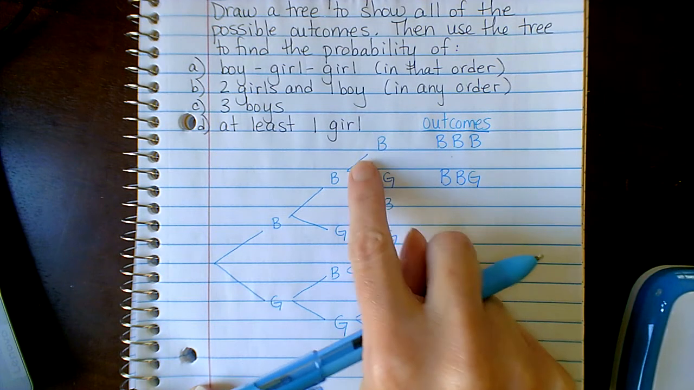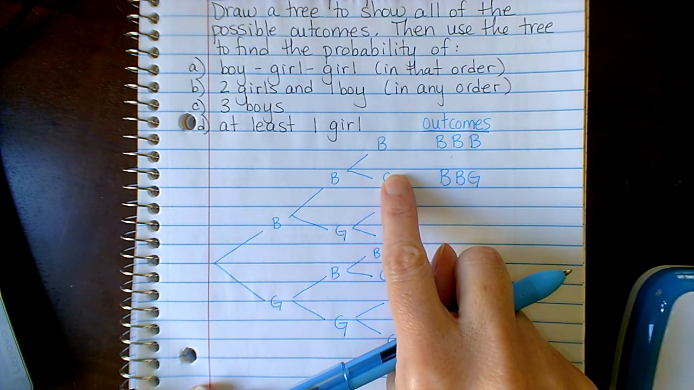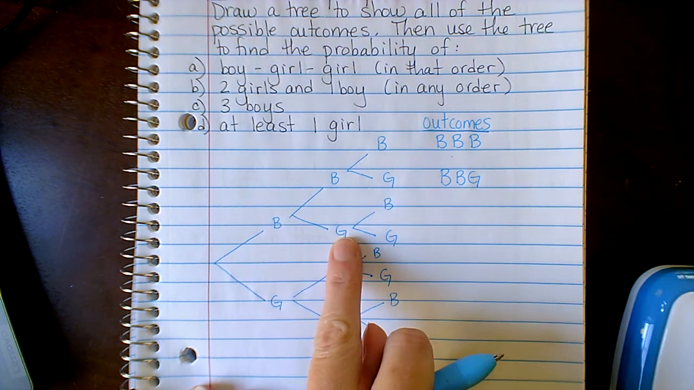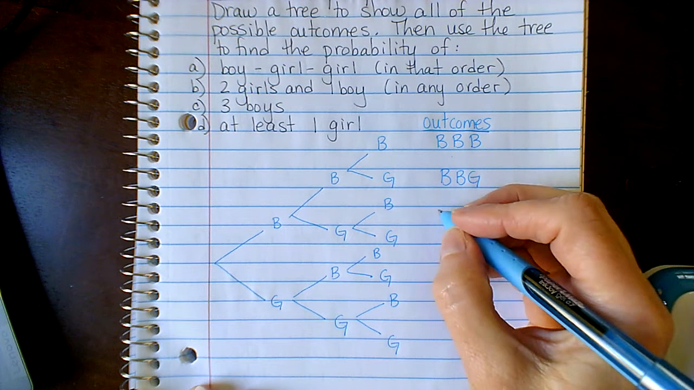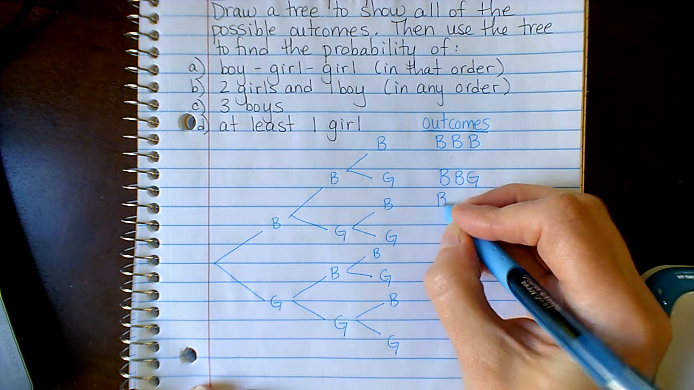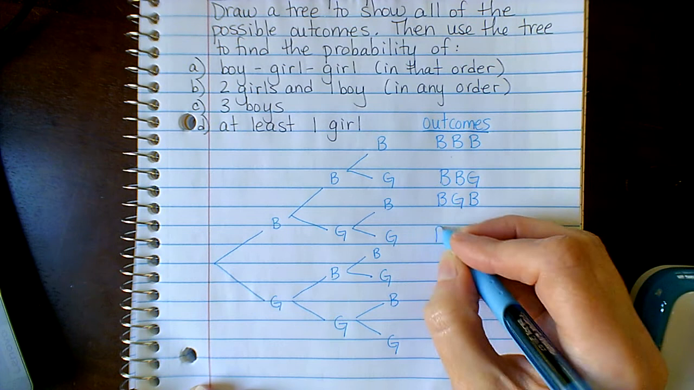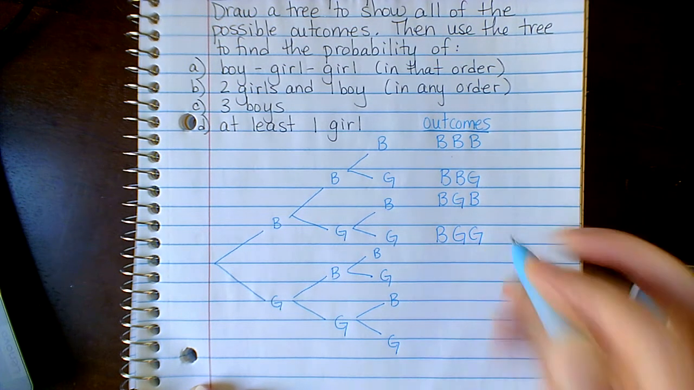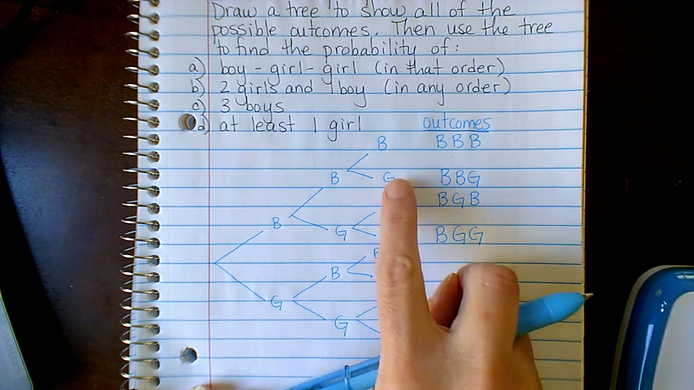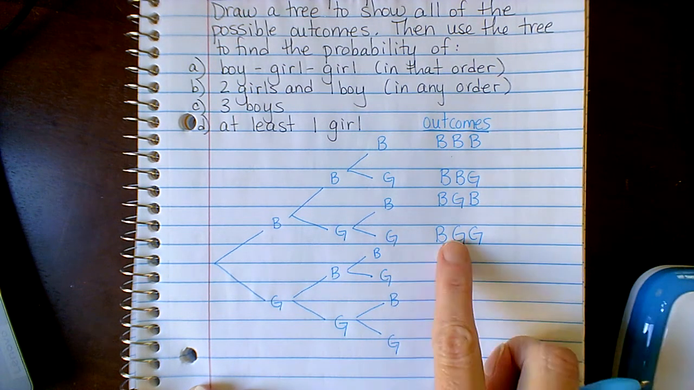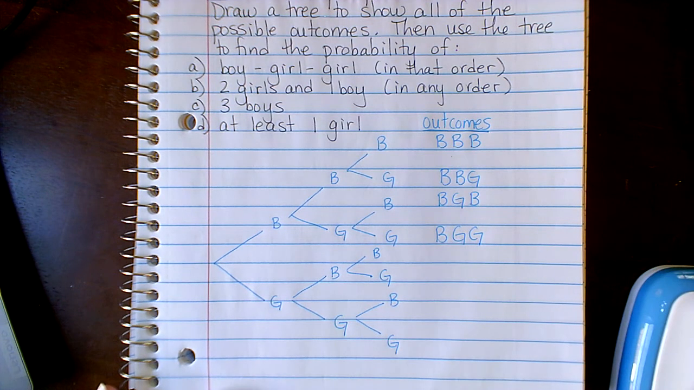So that finishes up this little sprig. Now let's go from this girl. So boy, girl, boy, and boy, girl, girl. I'm trying to write it right where that little tree branch ends.